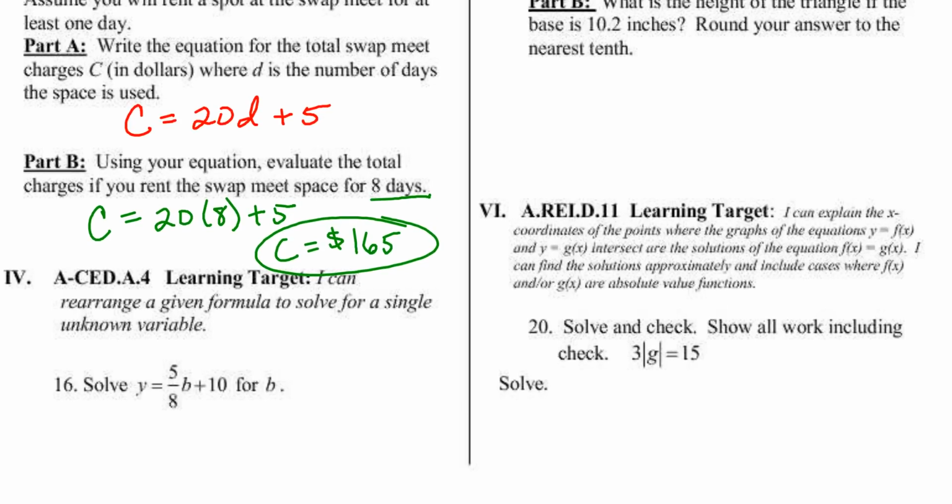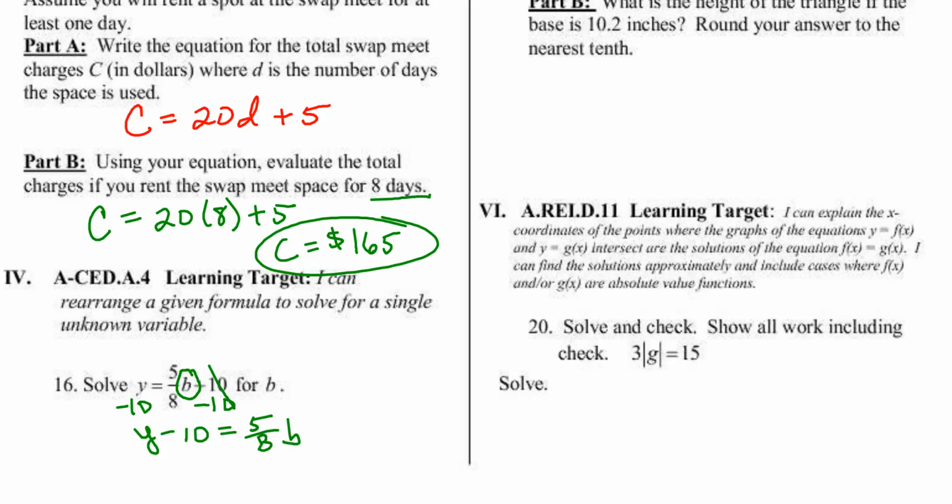Number 16, getting into rearranging formulas. This one says solve for b, so I'm going to try to get b by itself. I'm going to start by moving the constant. It's minus 10. So remember, we write it the way we read it. Y take away 10 is equal to 5/8 b.